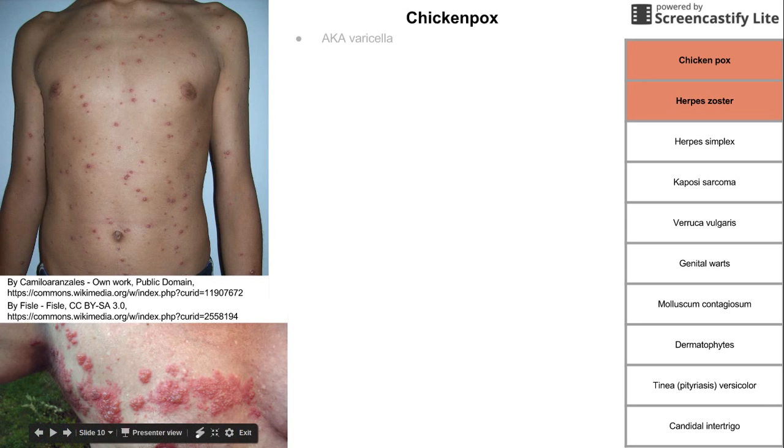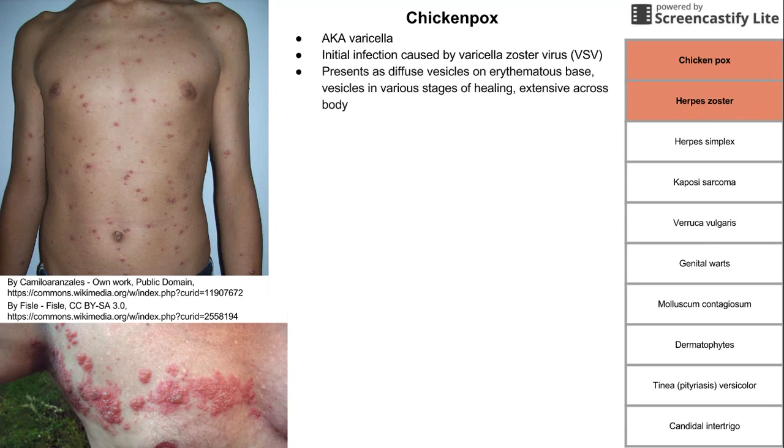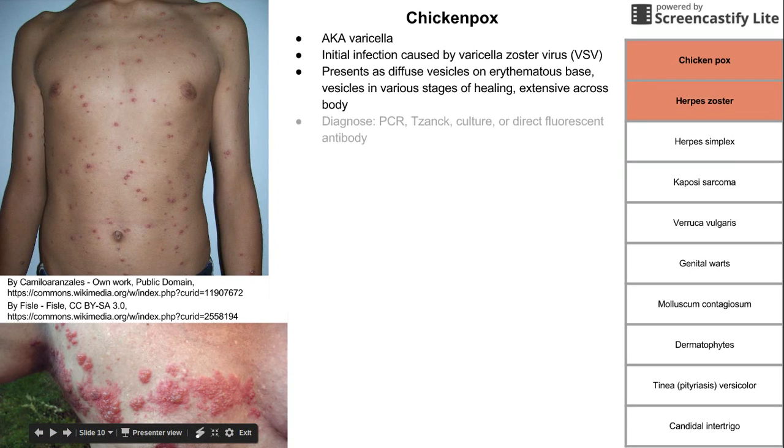So chickenpox. Chickenpox is also known as varicella. It's caused by the varicella zoster virus, and the initial infection presents as diffuse vesicles on an erythematous base. Vesicles can be in various stages of healing and extensive across the body, as you see in this upper picture here. This is chickenpox in a young child.